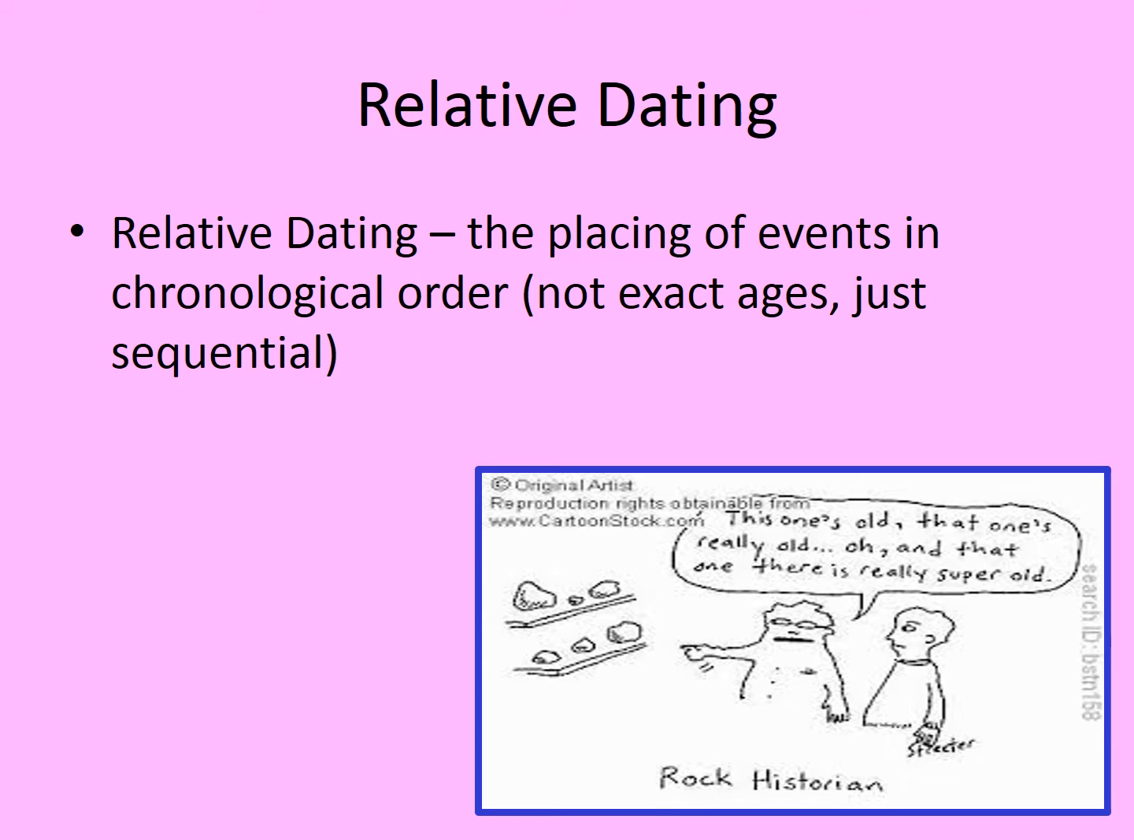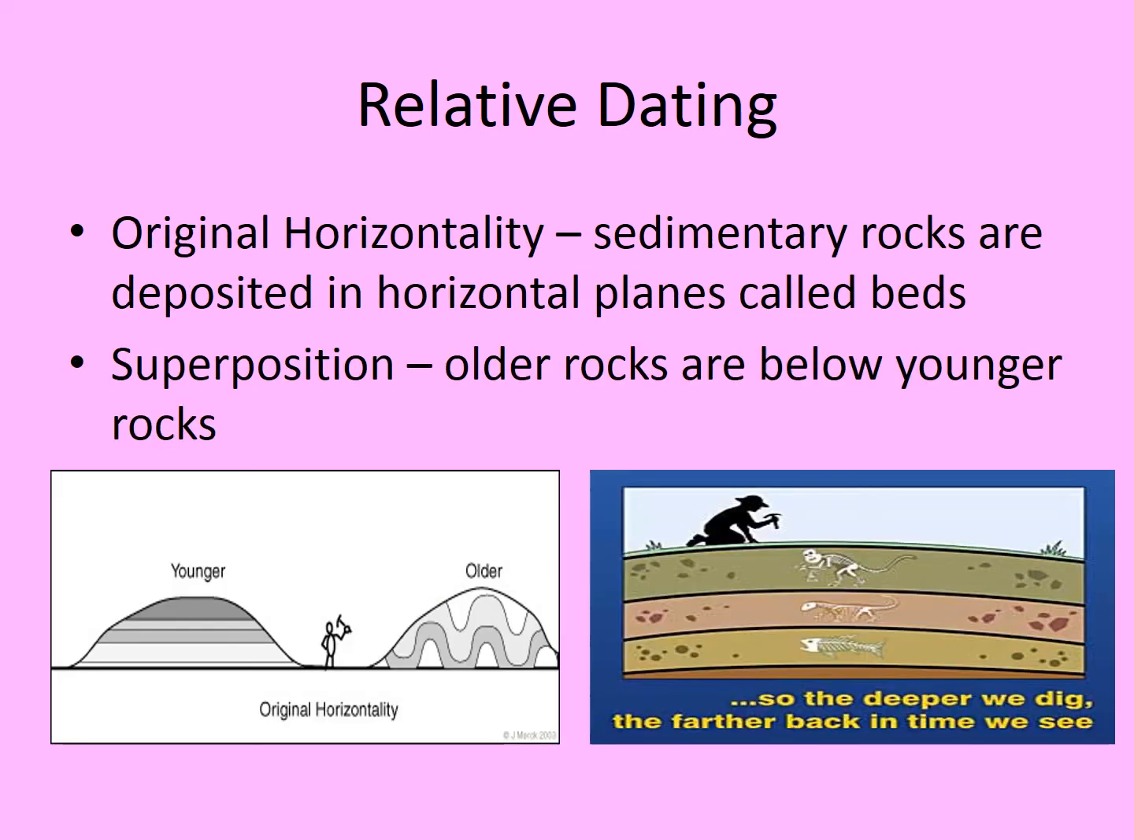We can't go back and figure out exactly how old each of these rocks are, but what we can do is put events in order from 1 to 2 to 3 to 4. There's a couple of different rules that they use to figure this stuff out, and a lot of them are really common sense. The first one's called original horizontality, and we talked about this when we talked about sedimentary rocks forming, that they form in these perfect horizontal layers.